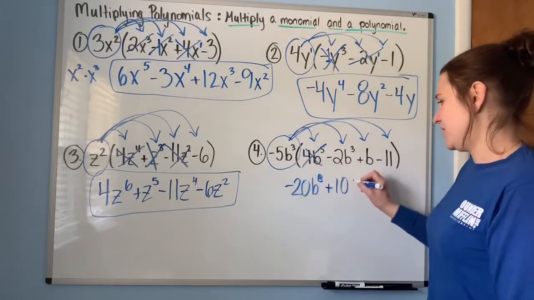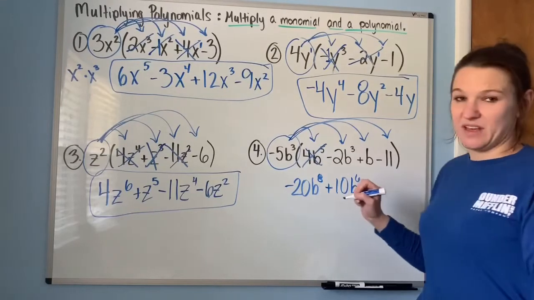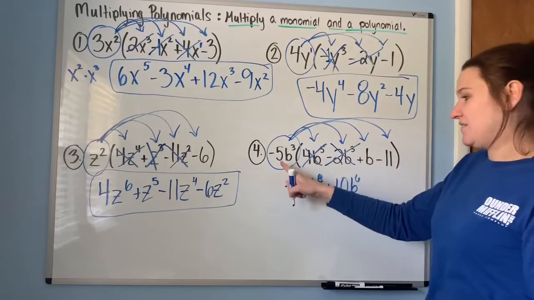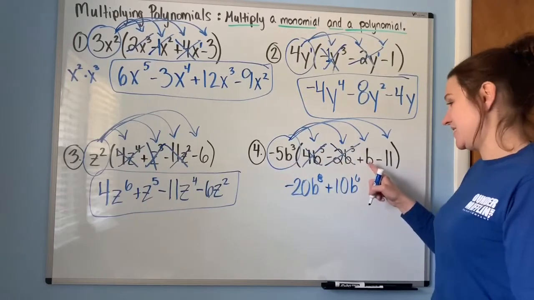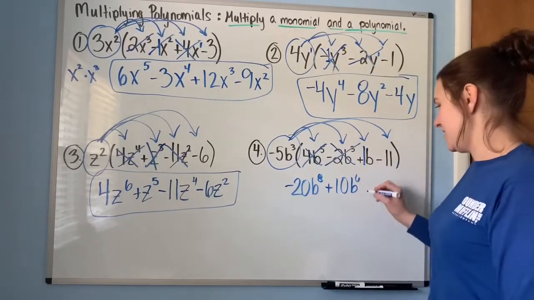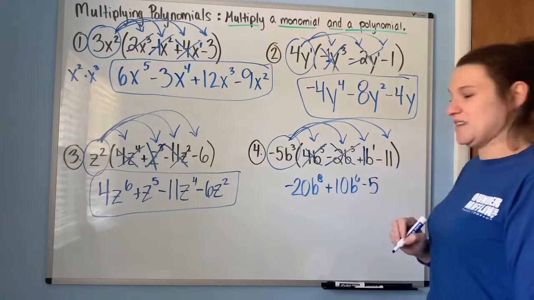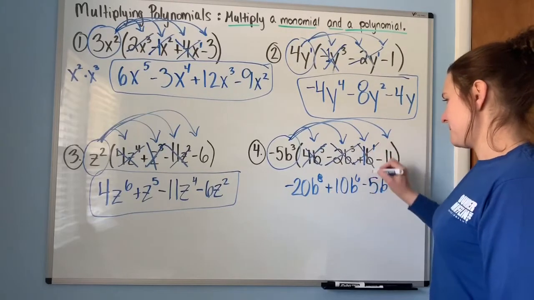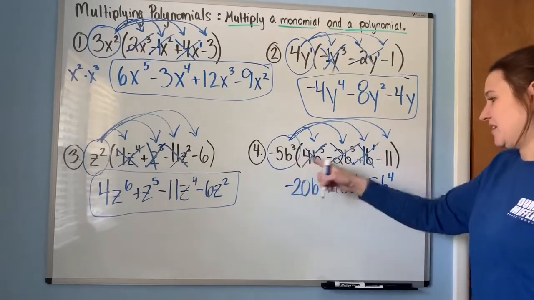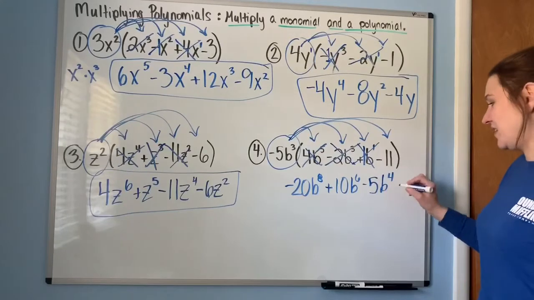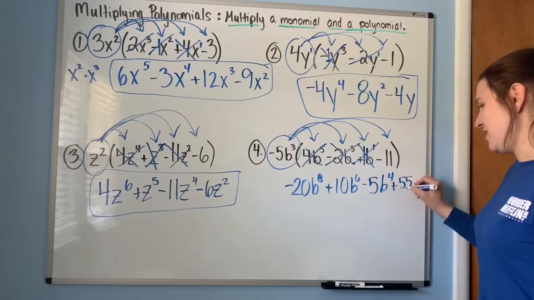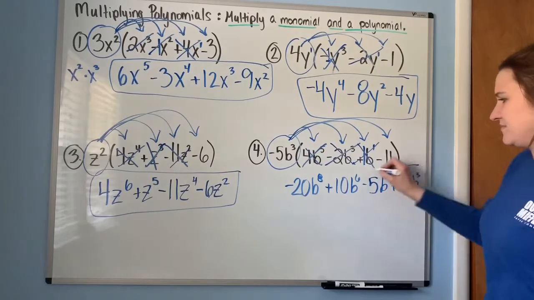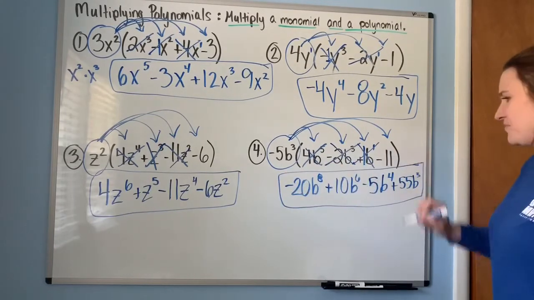B to the third and b to the third. When you add them together, you get b to the sixth. Negative 5 by technically it's a positive 1 gives me negative 5. There's an exponent of 1 on that guy, so altogether we're going to get b to the fourth. Last one. Negative 5 times negative 11 gives me a positive 55. There's no variable here, so I'm just going to bring the b to the third down. No like terms? All good.